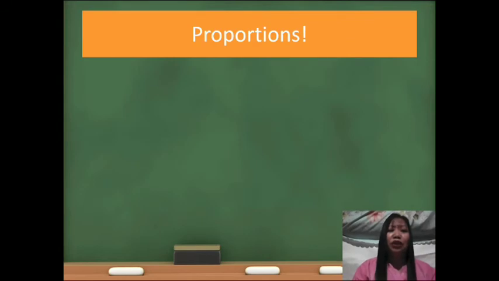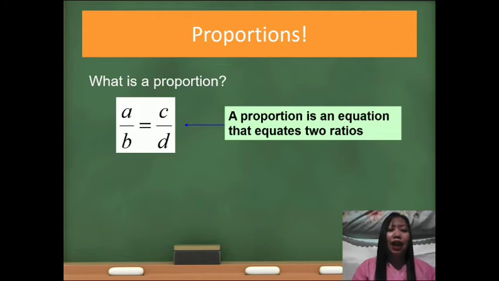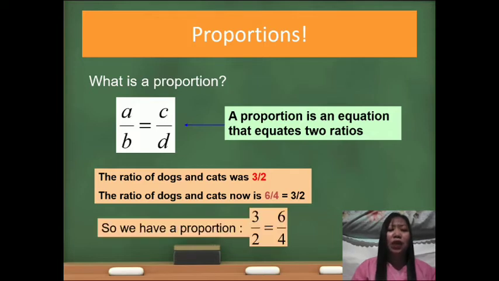Let us proceed now to proportions. So what is a proportion? A proportion is an equation that equates two ratios. This is symbolized as A over B is equal to C over D. The ratio of dogs and cats was 3 over 2. The ratio of dogs and cats now is 6 over 4, which is equal to 3 over 2. So we have a proportion. 3 over 2 is equal to 6 over 4.